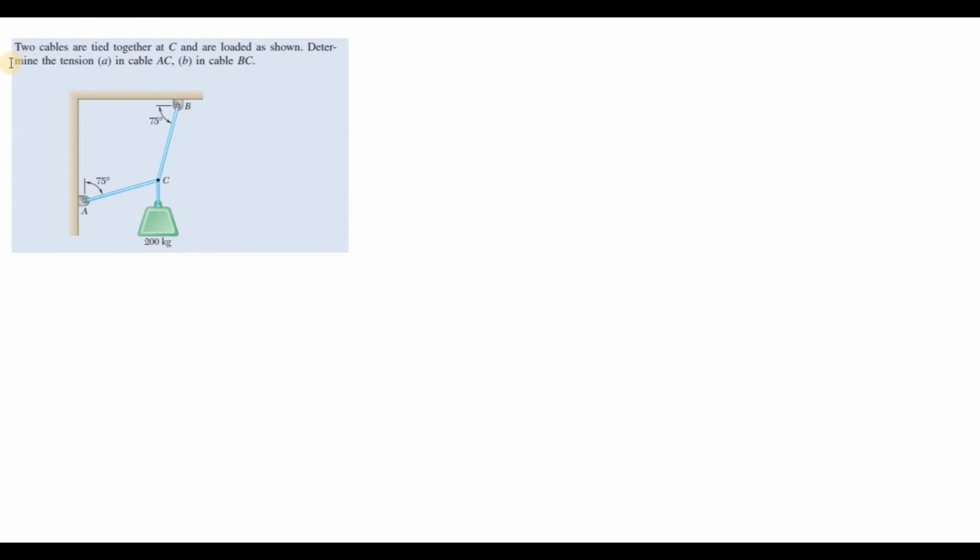So for problem 4, we have two cables tied together at C and loaded as shown. Determine the tension in cable AC and in cable BC. First of all, I want to set up the free body diagram. So at point C, we have the weight, we have the tension CB, and also the tension AC.